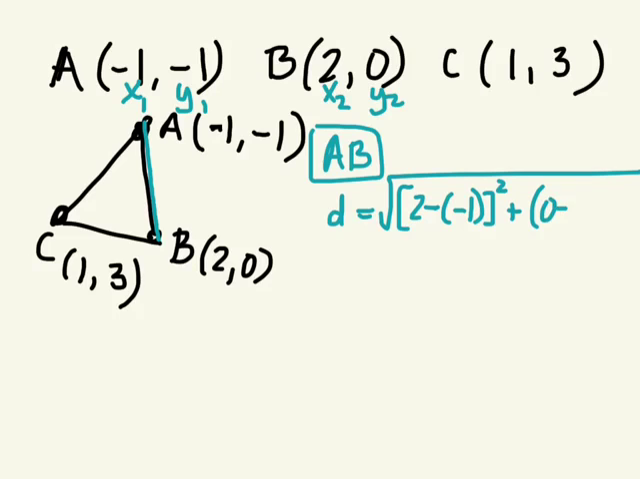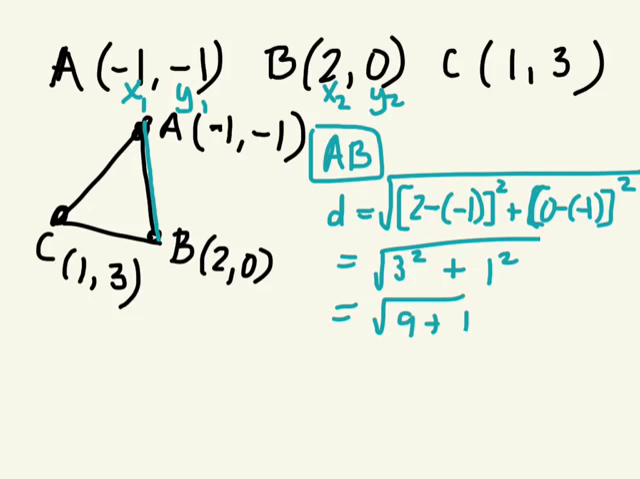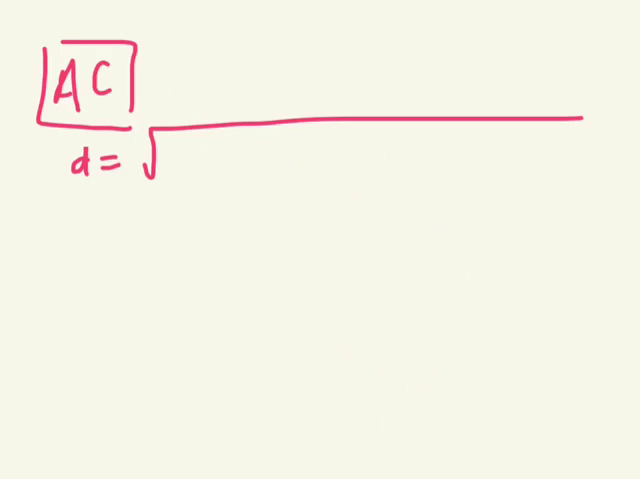Plus 0 minus -1 squared. And then we can simplify this. Becomes 3 squared plus 1 squared. 9 plus 1. Square root of 10. It's approximately, let's round it to 1 decimal place. 3.2. I'm going to use C as my x2 and y2.